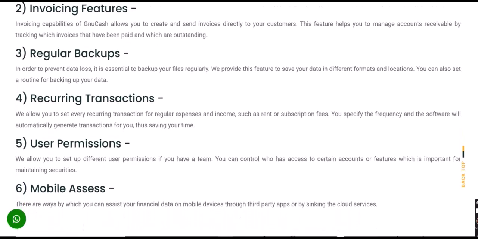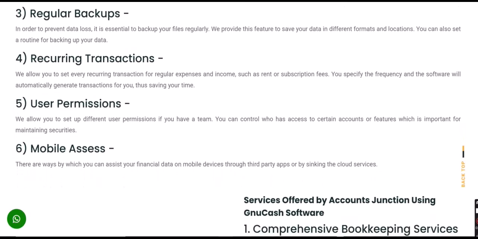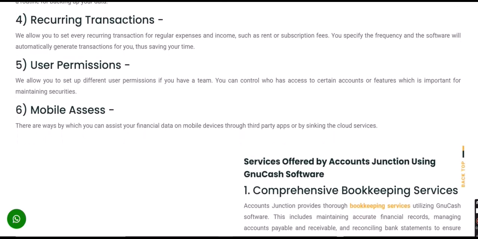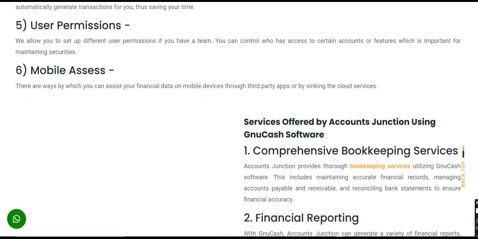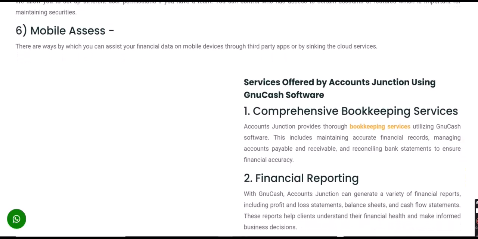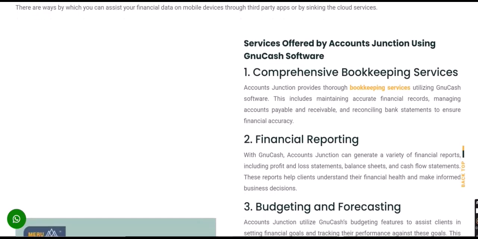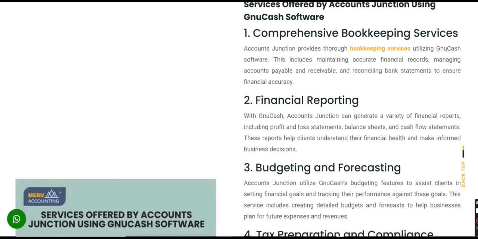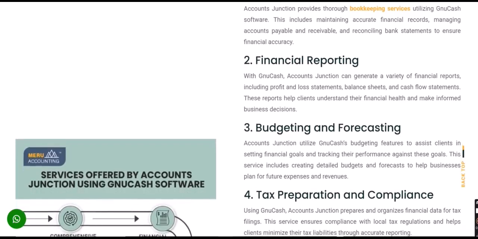Step 2. Install GnuCash on the new computer. You need to have the GnuCash software installed on your new computer before you can open your data file. Download from official source. Go to the official GnuCash website, www.gnucash.org, and download the latest version of the software for your operating system, Windows, Mac OS, or Linux. Install the software, run the installer, and follow the on-screen instructions. The installation process is straightforward and typically doesn't require any special configuration.